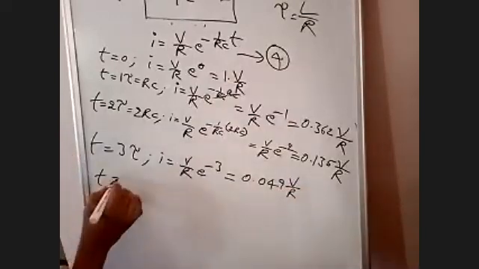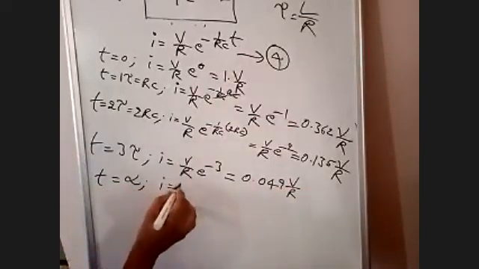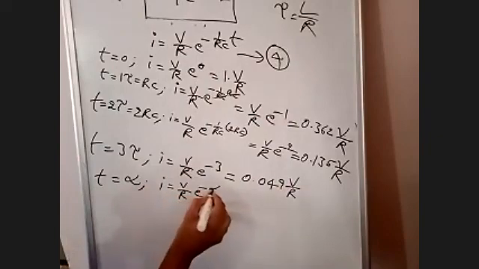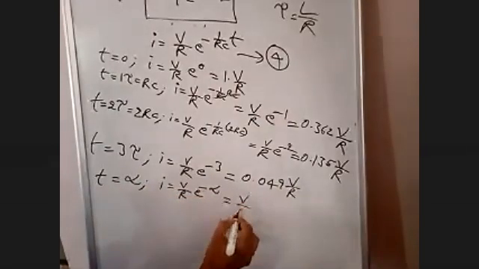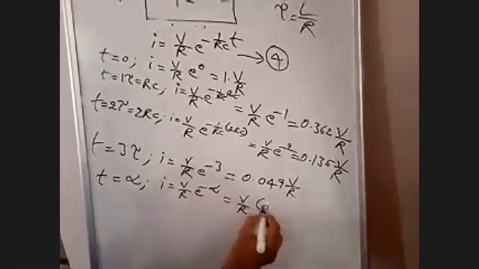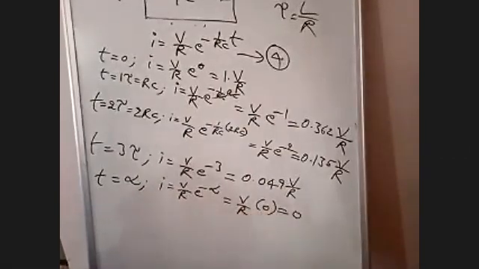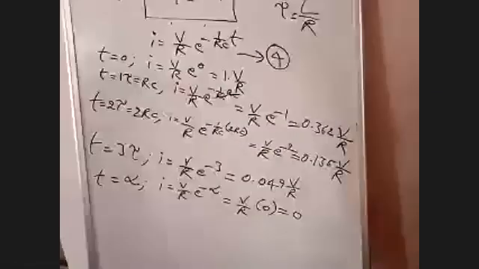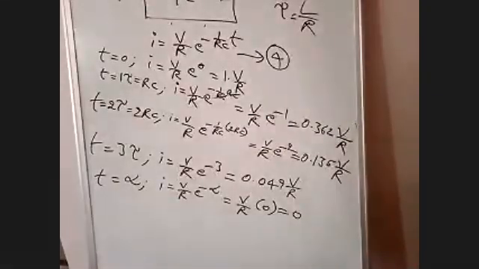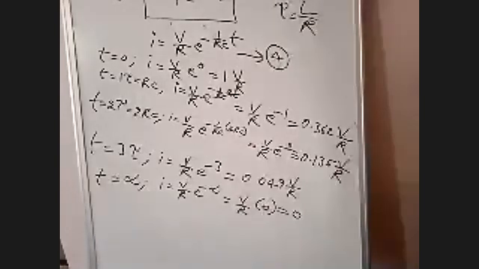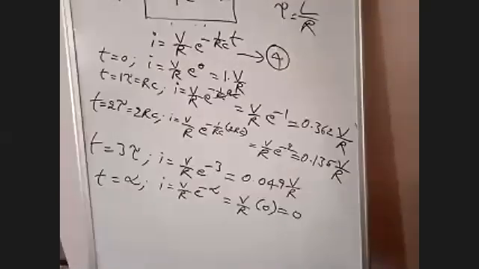Now take t is equal to infinity. E power minus infinity is 0. So this is the time constant for RC. Now see the circuit. Have you written?